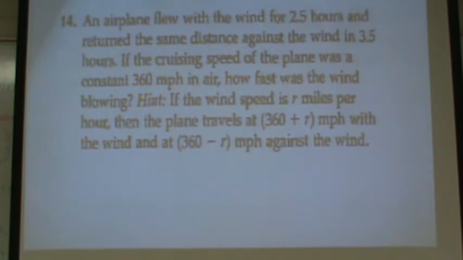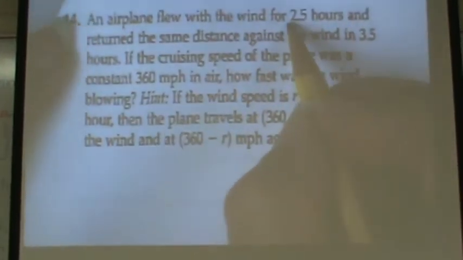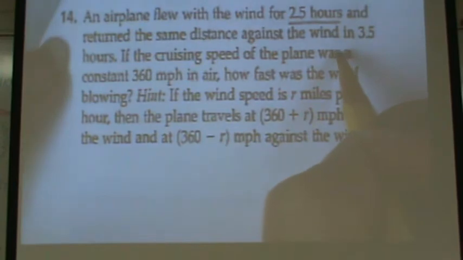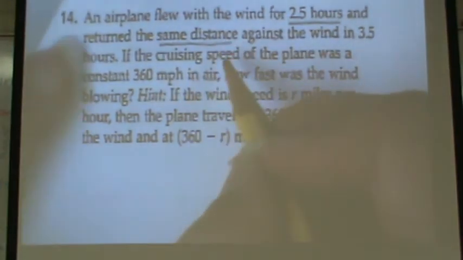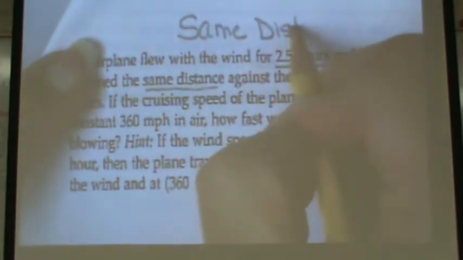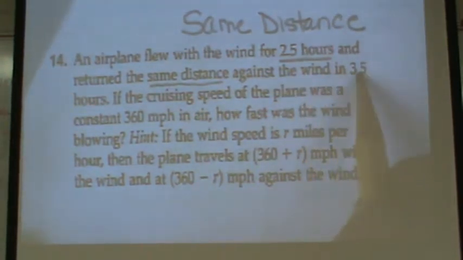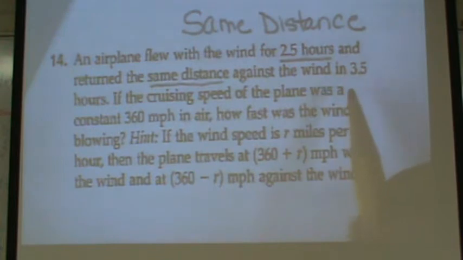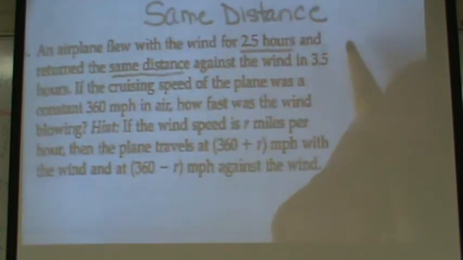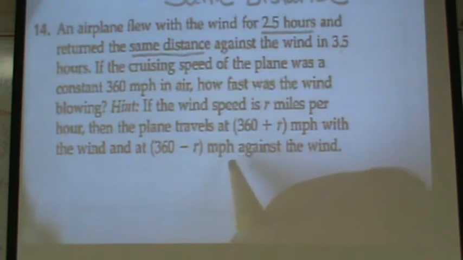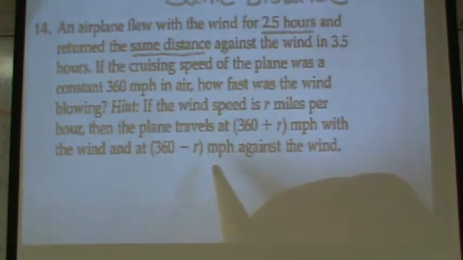The next one, an airplane flew with wind for 2.5 hours and returned the same distance. So the distances they tell you are going to be the same. Same distance. So you set these two equal to each other. So against the wind it's going to take you longer. Now when we do against the wind, it's R minus W. Against the wind is R minus W. And with the wind, it's R plus W, the wind speed.